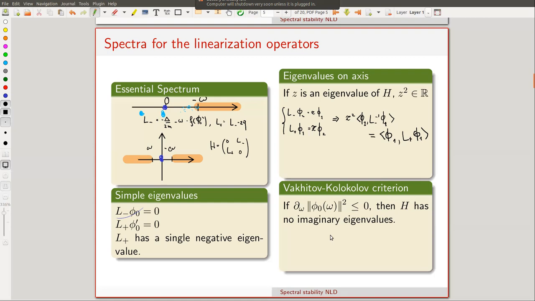if I start out close to a ground state, I have to plug in my computer, sorry. Okay. Sorry, I forgot this.